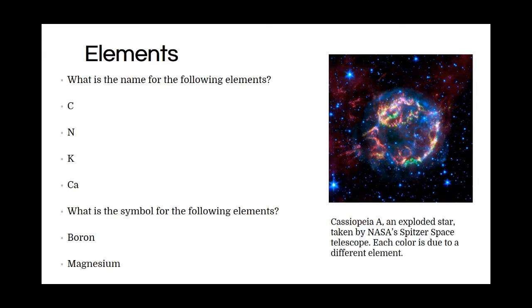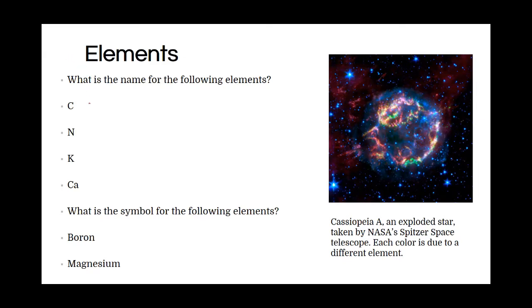So what you want to do now is pause the video and take a second and try to fill in the answers to these questions. Do that without using your periodic table, because that's how we're going to do this in class. Okay, so I'll give you a second. Go ahead and pause and answer the 4 questions. C, N, K, Ca. Tell me what those elements are. And then down here, tell me what the symbols are for this one and this one.